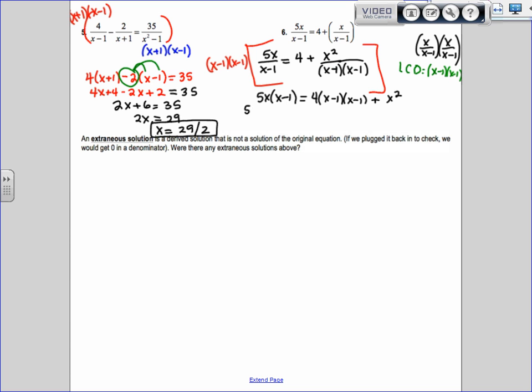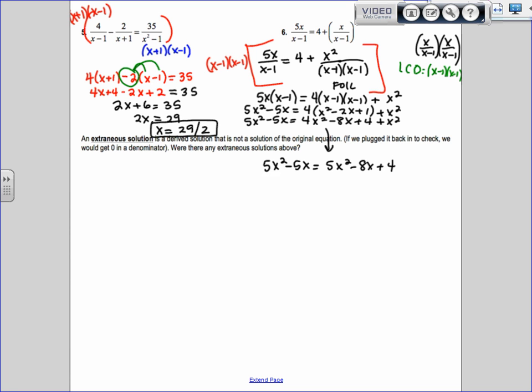Okay, so I get 5x squared minus 5x equals 4 times x minus 1 times x minus 1, which is going to be x squared minus 2x plus 1 when I FOIL it out, plus x squared. So I get 5x squared minus 5x equals 4x squared minus 8x plus 4 plus x squared. Going down here, I have 5x squared minus 5x equals 5x squared minus 8x plus 4.